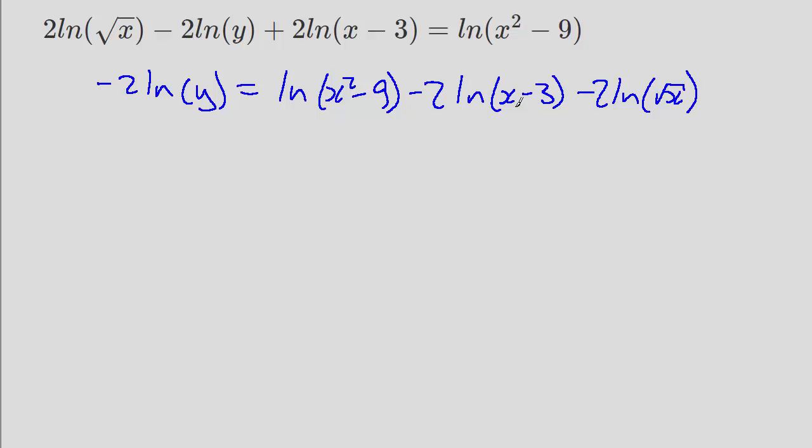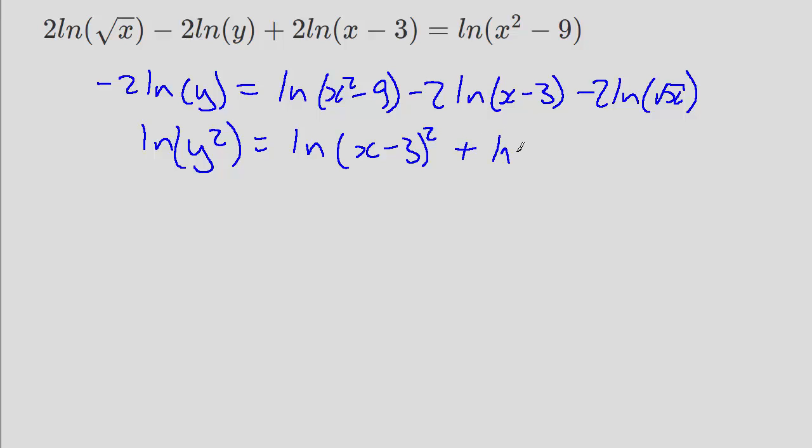Right, now what I'm going to do is multiply both sides by minus 1 and resolve the coefficients outside the log signs. So I'm going to get log y squared is equal to, multiplying through by minus 1, so I'll take these terms first, log x minus 3 squared plus log x, and then it's going to be log x squared minus 9.